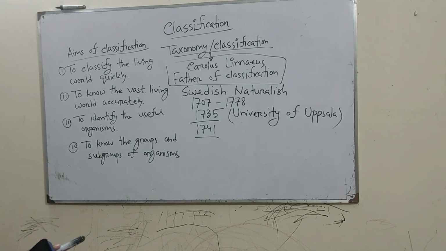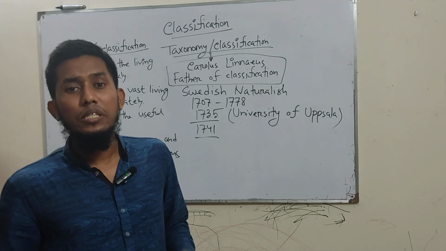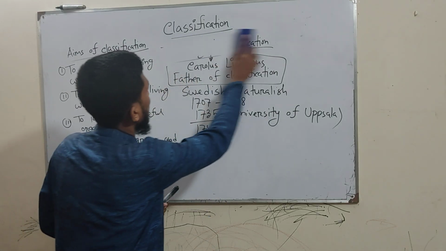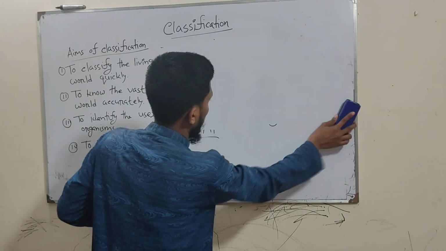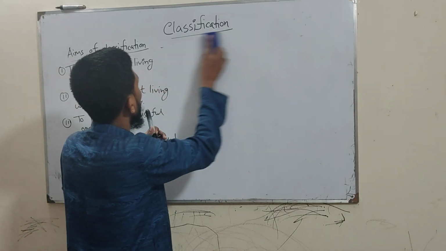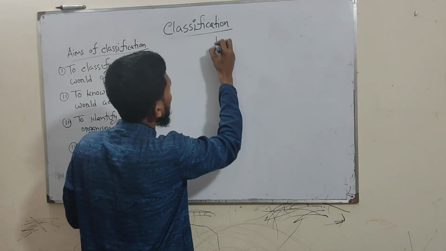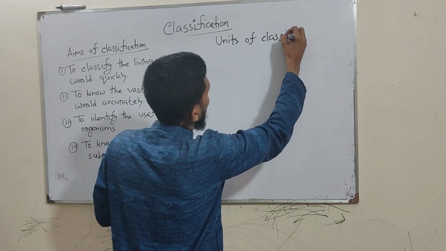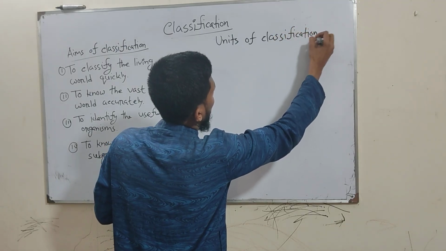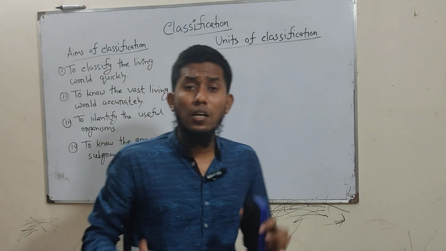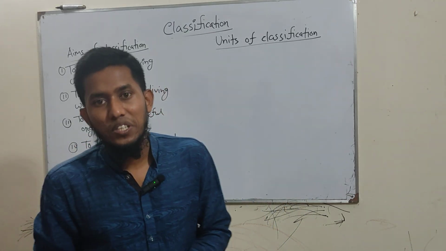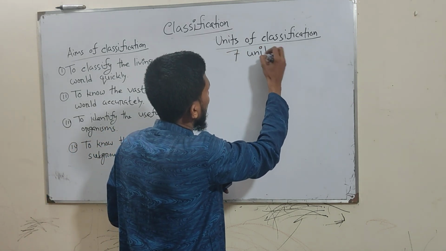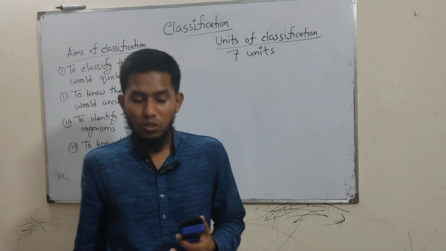Now we will try to know about units of classification. So note it down. Units of classification. There are 7 units of classification. How many units? 7 units.